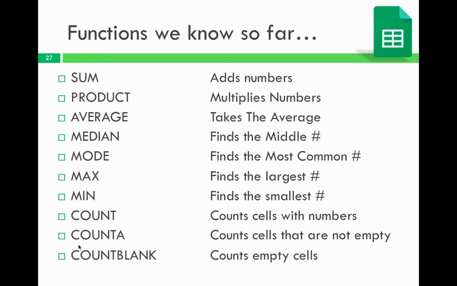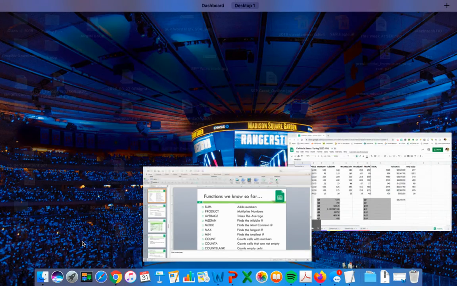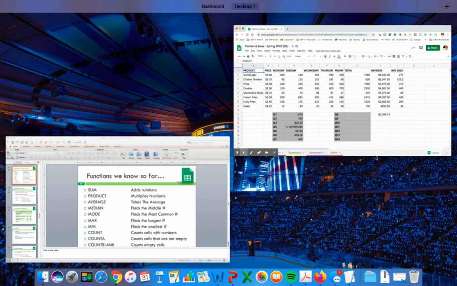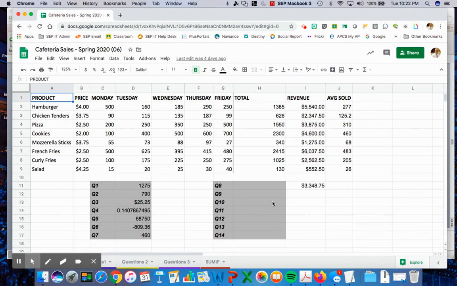Here's our next function. It is a counting function. This is really the fourth type of count that I want to look at, and it's a little different. If I switch over to our spreadsheet for a second.